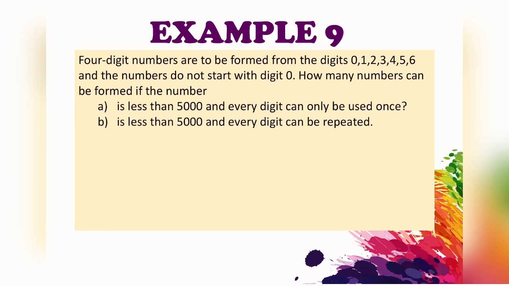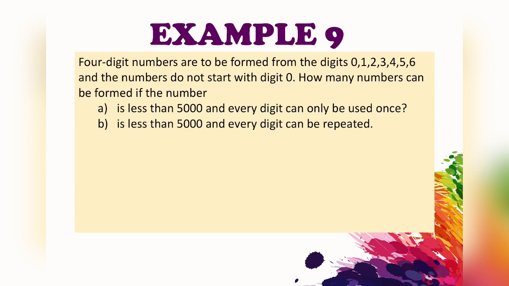Example 9. 4-digit numbers are to be formed from the digits 0, 1, 2, 3, 4, 5, 6. So 4-digit numbers means our r is equal to 4, and n, the number of digits, will be 7. The numbers do not start with digit 0. If the number starts with digit 0, it will not be a 4-digit number. It will be a 3-digit number, right?